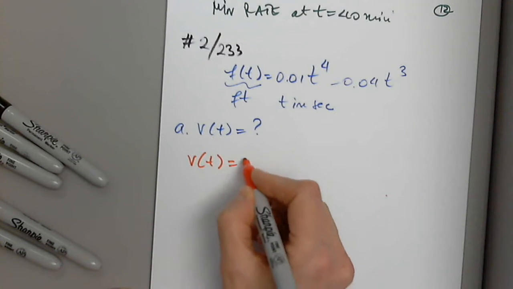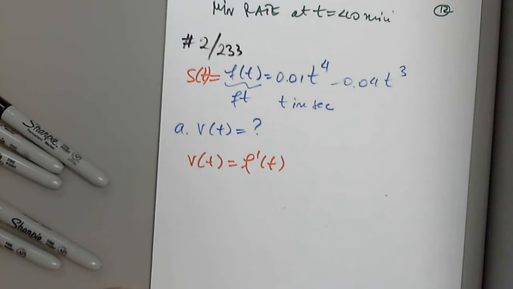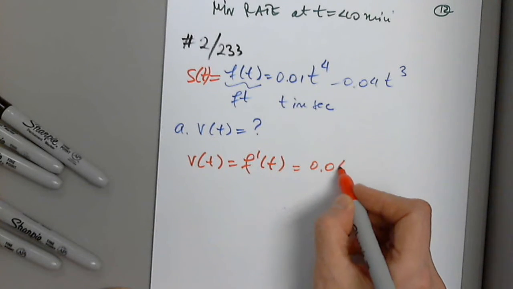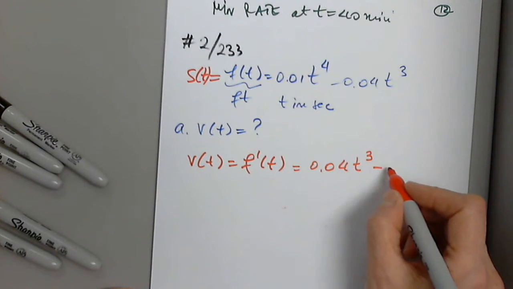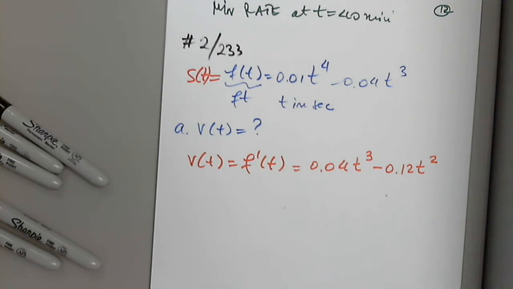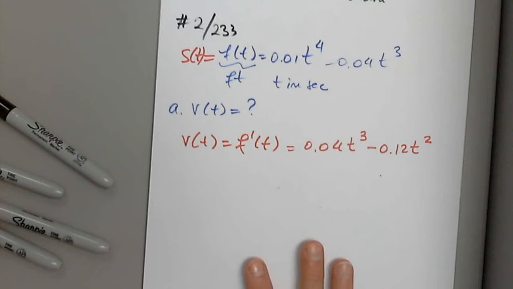So v of t is f prime of t. So if you want to call it s of t, you can. Same thing. Very good. So this is 0.04 t to the 3rd minus 0.12 t squared. Did I copy all the zeros? Yes, I did. And that is part A. Any questions on part A? Is this okay?